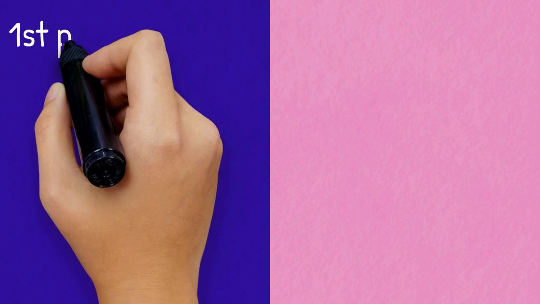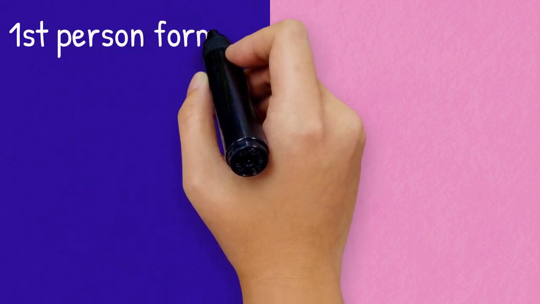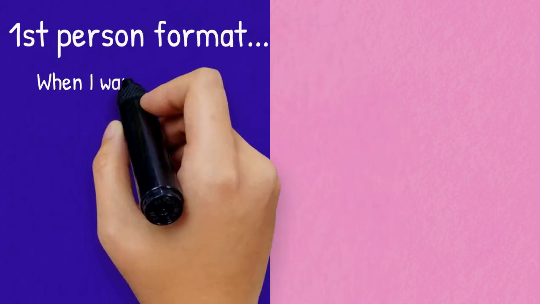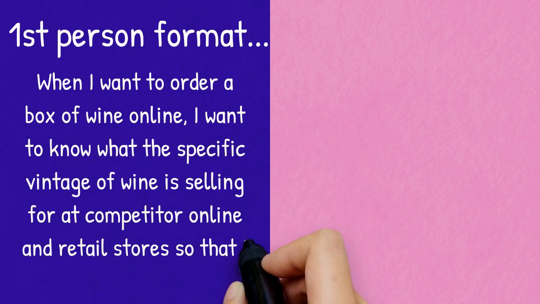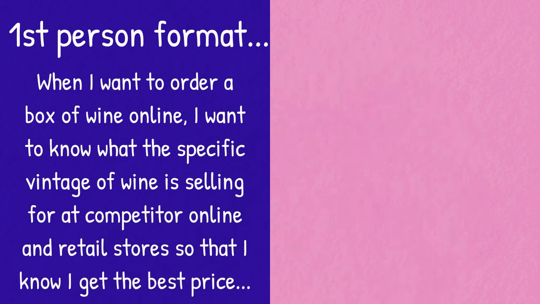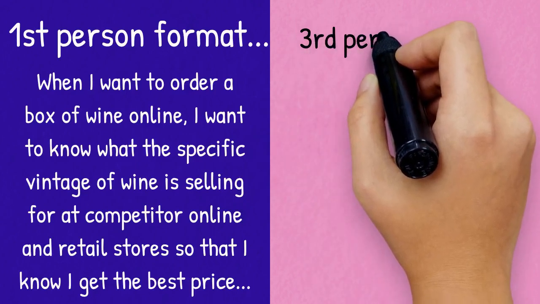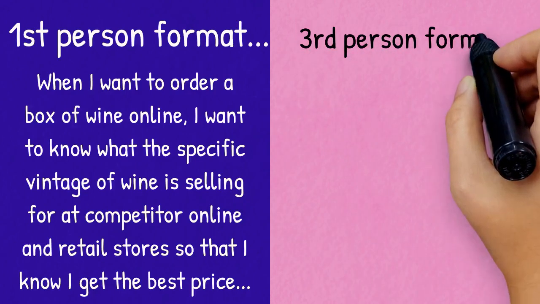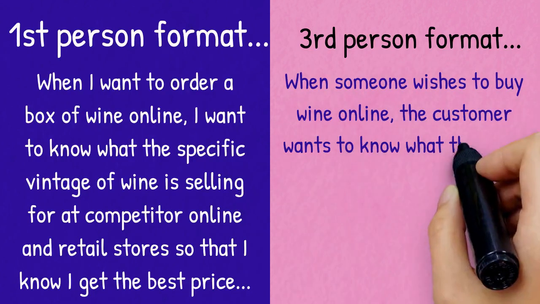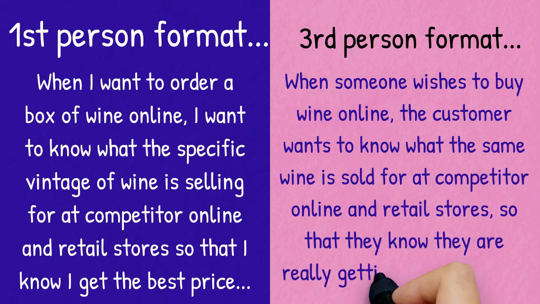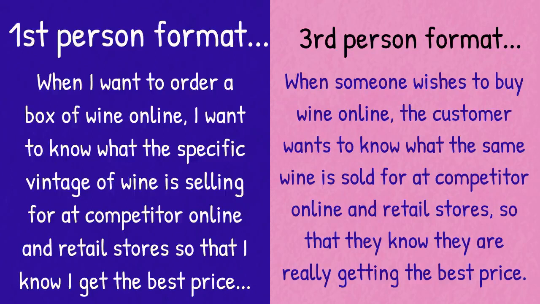Another example could be, when I want to order a box of wine online, I want to know what the specific vintage of wine is selling for at competitor online and retail stores, so that I know I get the best price. When someone wishes to buy wine online, the customer wants to know what the same wine is sold for at competitor online and retail stores, so that they know they are really getting the best price.